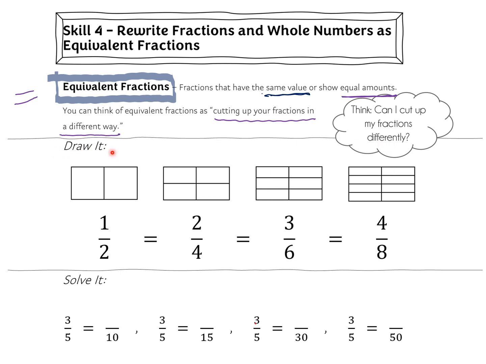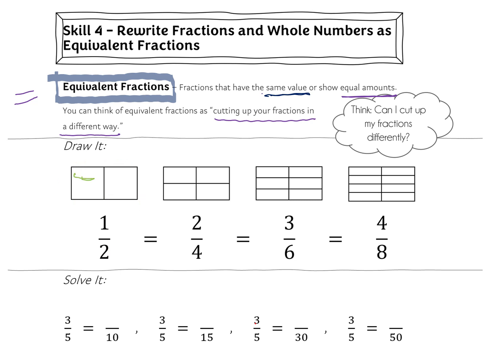So let's look down here at our draw it section. We have the same whole number cut up a bunch of different ways, and we're doing that so that we can show all these equivalent fractions. We have 1/2, 2/4, 3/6, and 4/8. And as you can see, all four of these fractions are equivalent. They're all equal to each other. So let's look up here. I have 1/2, which means I need to shade in one of the two total pieces.